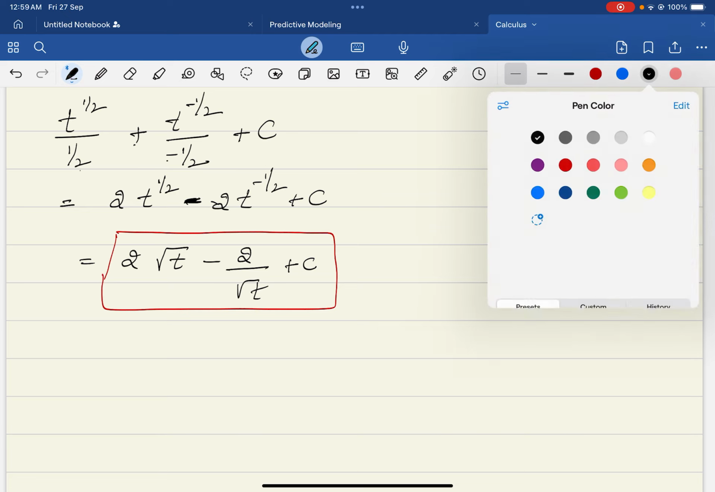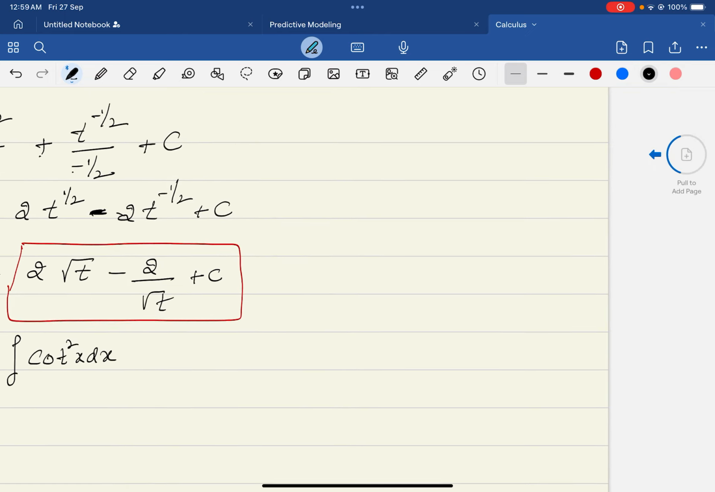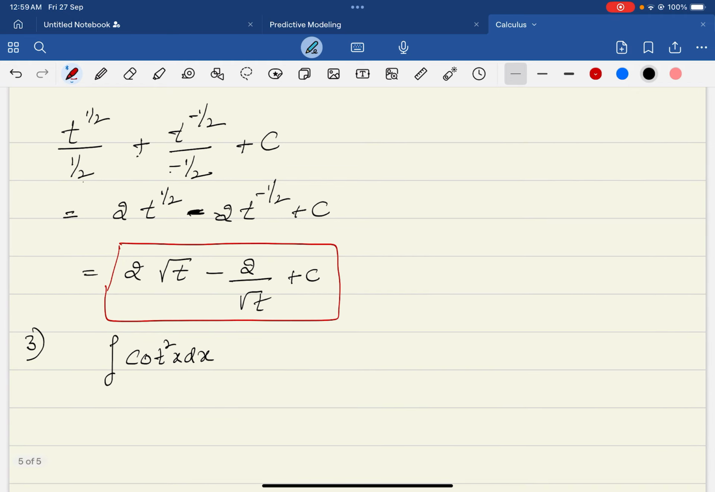Now let us go to the next problem. Suppose you have a problem like this, the third one now: integral of cot square x dx. In order to do this, I will give a small hint to remember the formulas. Please remember the formulas using some logic.